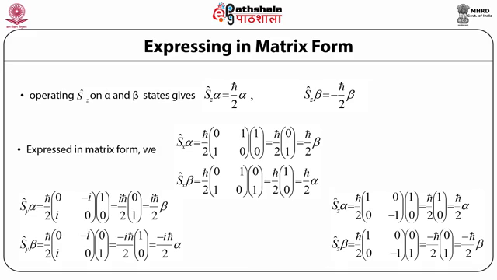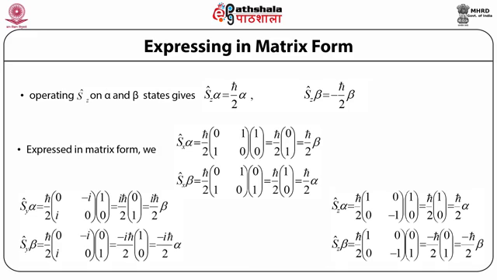While spin operator Sz acting on eigenstate beta gives h cross by 2 times the 2 cross 2 matrix 1 0 0 minus 1 times column matrix 0 1, and this is equal to minus h cross by 2 times column matrix 0 1, which is equal to minus h cross by 2 times beta. So the z component of the spin operator acting on the spin down state or the eigenstate beta gives an eigenvalue minus h cross by 2 and the eigenstate spin down or eigenstate beta.